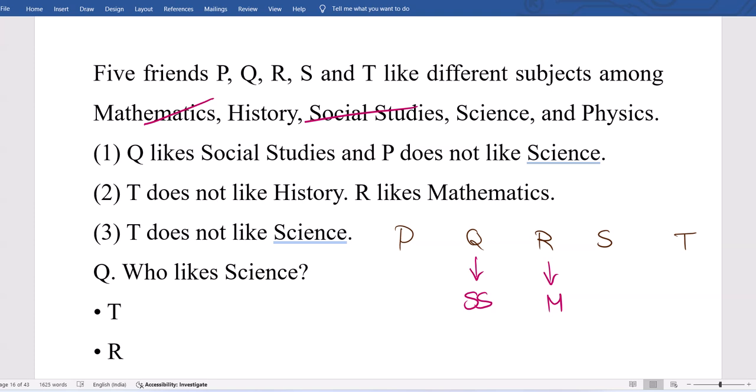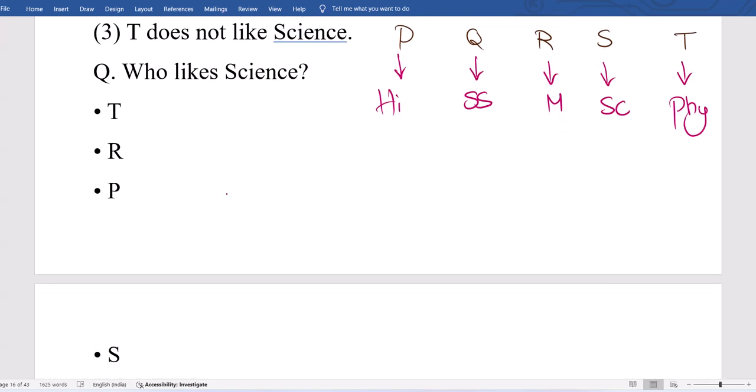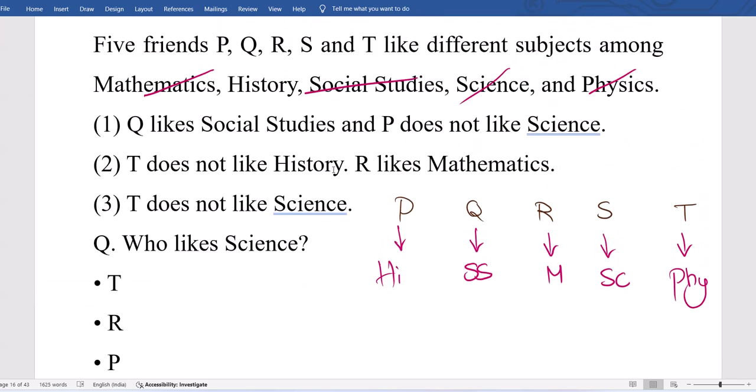Now among the remaining subjects, T doesn't like history, T doesn't like science. What is left over? Physics. So T will go with physics. And P doesn't like science. Then S only should like science. And P will go with history. Now, who likes science? It's a very easy and basic question. Once you map the direct data, then you can eliminate the other things and handle the question.